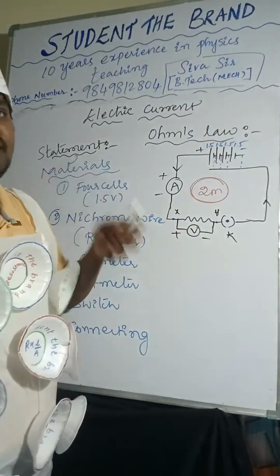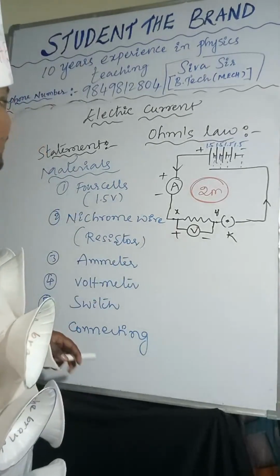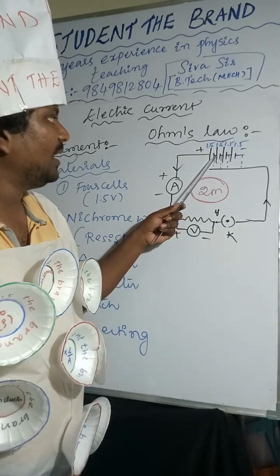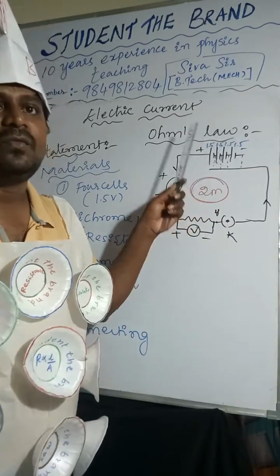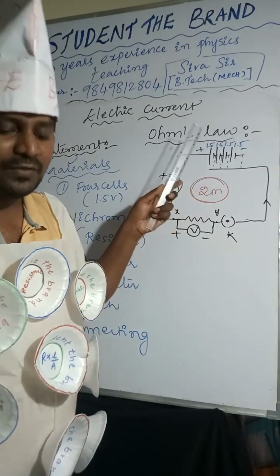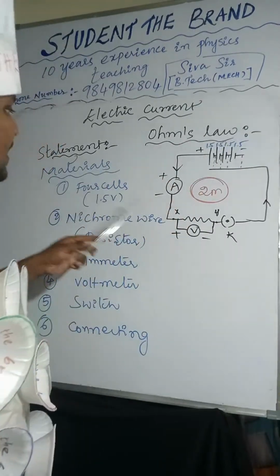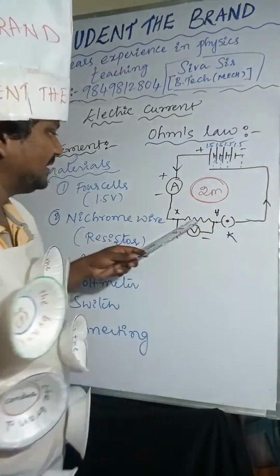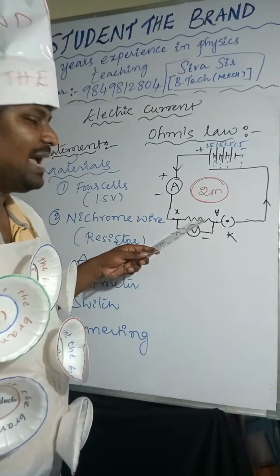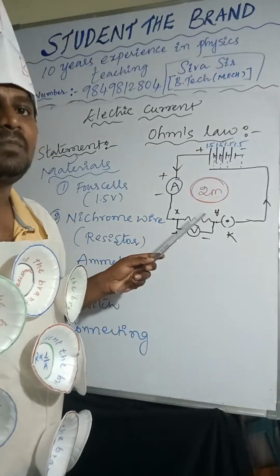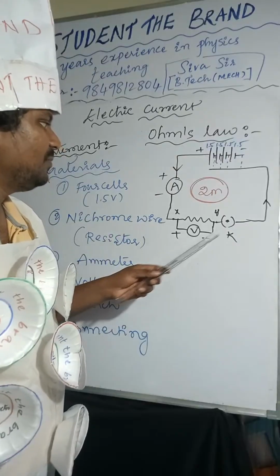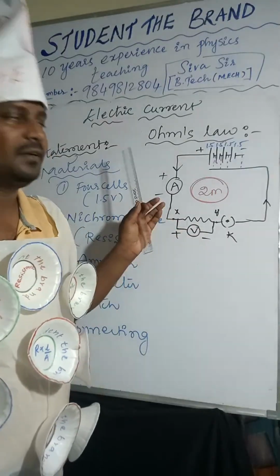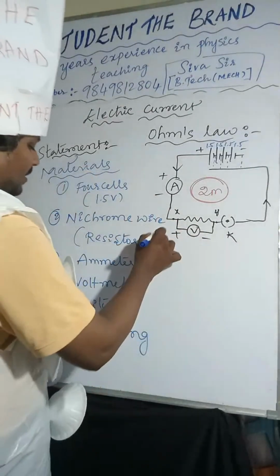Now you can observe once again. What are the materials required? Here I am taking 4 cells, 1.5 volts each. This is the nichrome wire, and it is acting as a resistor. Then ammeter, voltmeter, key and connecting wires. I hope it is very clear. These are the materials required.